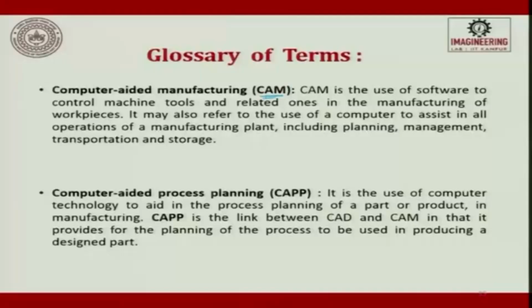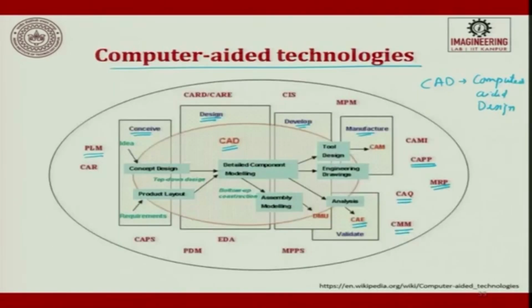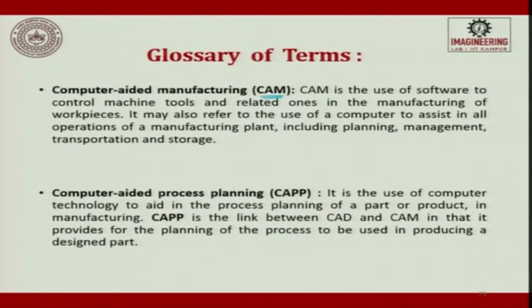When we look at CAM, CAM is nothing but computer aided manufacturing. So, if you go back and look at it, we have clearly stated 5 stages: conceive, design, develop, validate, manufacture. Okay. So, when we talk about manufacture comes CAM. So, CAM is use of a software to control machine tool and related ones in the manufacturing of workpieces.